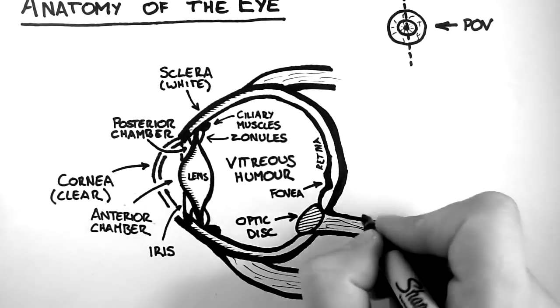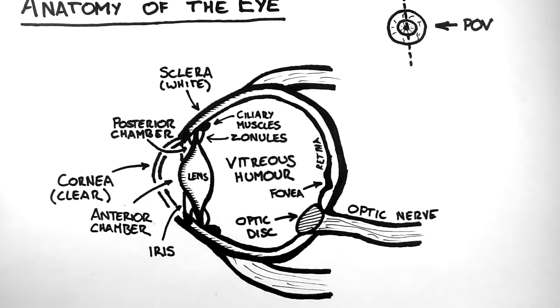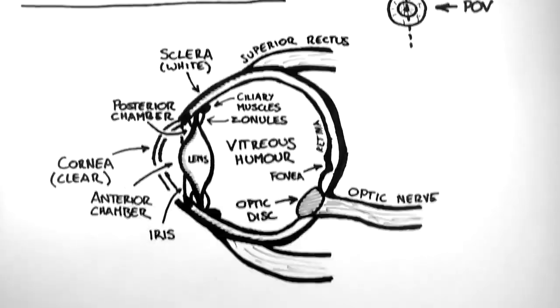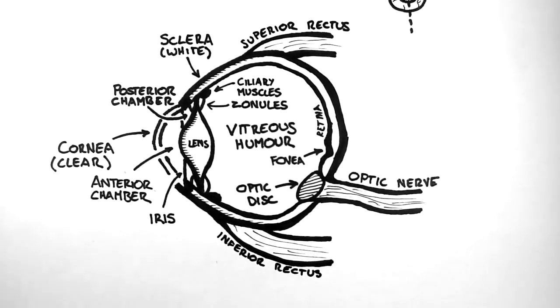At the back, this is the optic nerve, extending back toward the brain, and on this view we can also see two of the 6 muscles responsible for eye movements. They are the superior rectus muscle and the inferior rectus muscle. And that's an overview of the general anatomy of the eye.